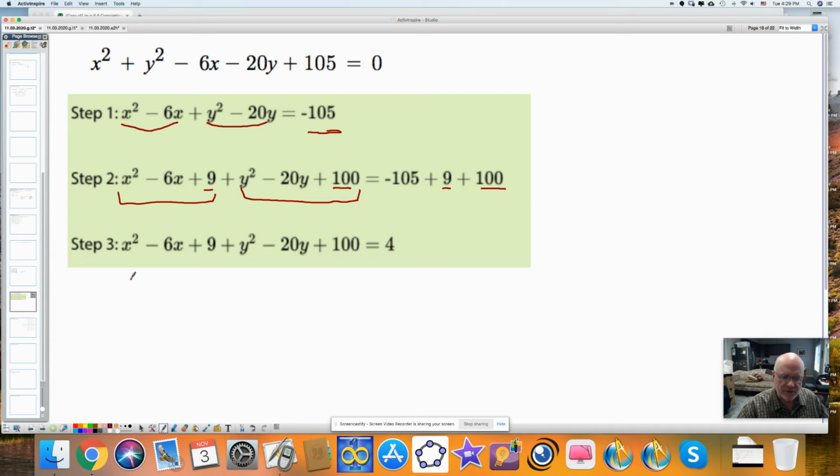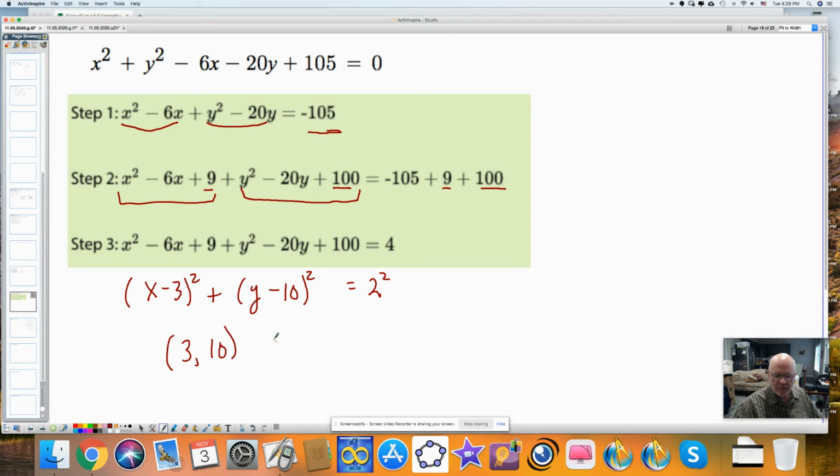So I can write the left side of the equation as x minus, half of this is the -3, and when you square it, you get your 9. And I get x minus 3 squared, plus y, and this is going to be a -10, or plus or minus 10, squared is equal to, and my r is going to be 2 squared. So my center of this is at 3, 10, and my radius is equal to 2.